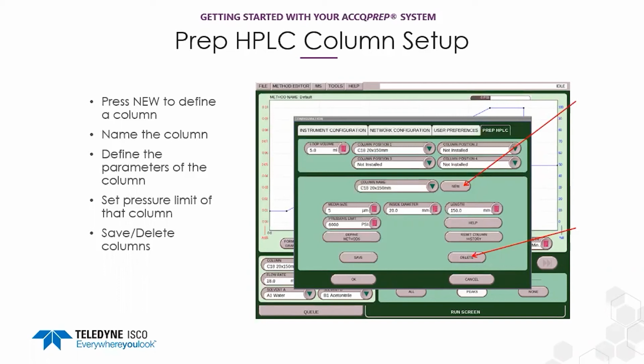A new column needs a name and column parameters such as particle size and internal column diameter and length. Set the pressure limit for the column. Some columns, such as chiral media, are only limited to 800 psi and are damaged if the pressure gets too high. The ACCQPrep will stop the pumps if the back pressure is higher than the column setting. You can also remove a column from the setting with the delete button.